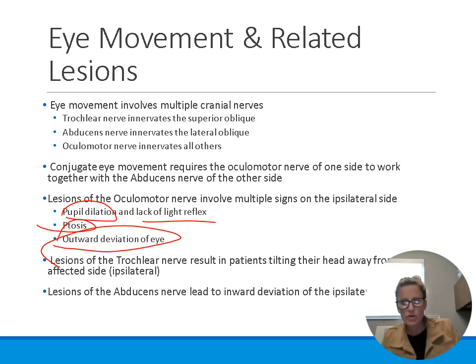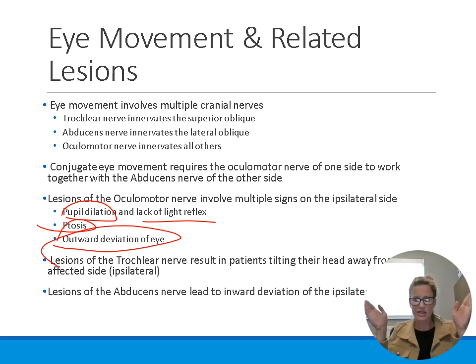Lesions of the trochlear nerve will result in patients tilting their head away from the affected side. These are ipsilateral. So if it's the right trochlear nerve that's being impacted, they tilt their head away from the right side. And the reason for this is there's an inability to depress the eye when it's adducted.